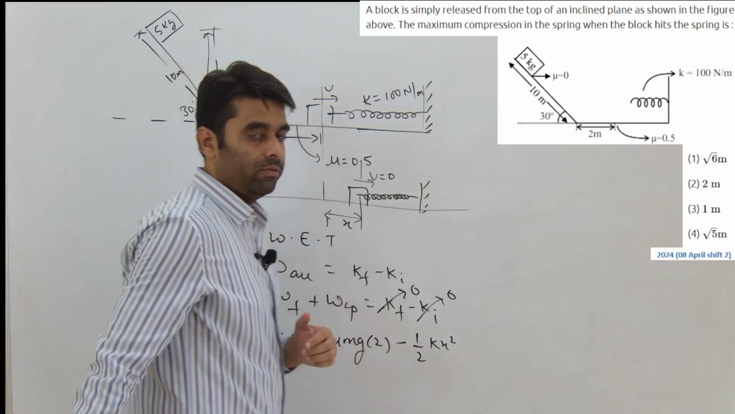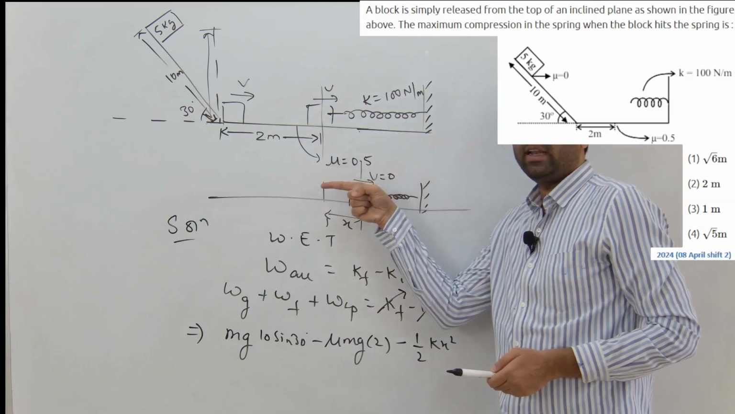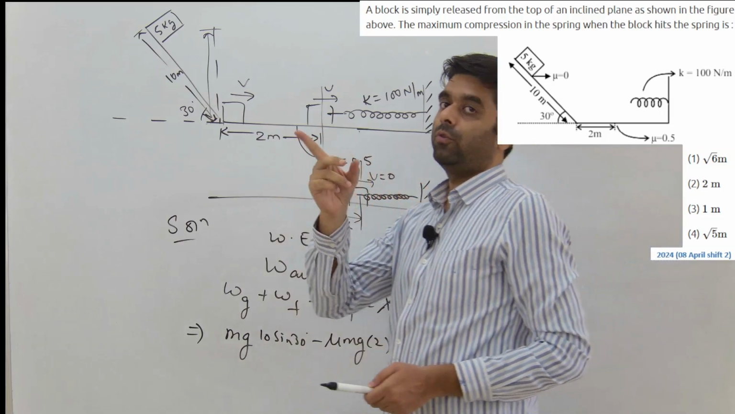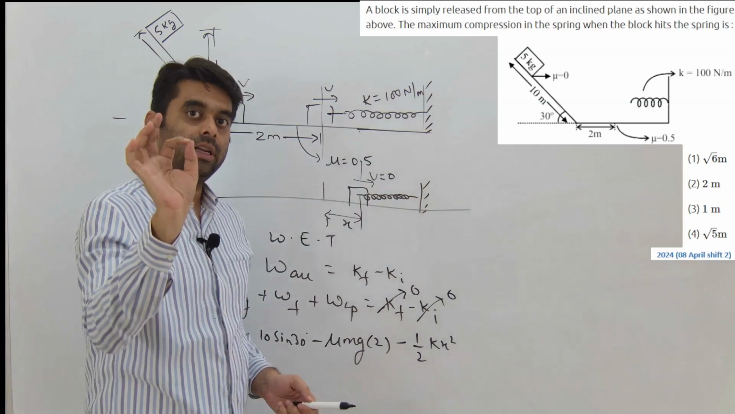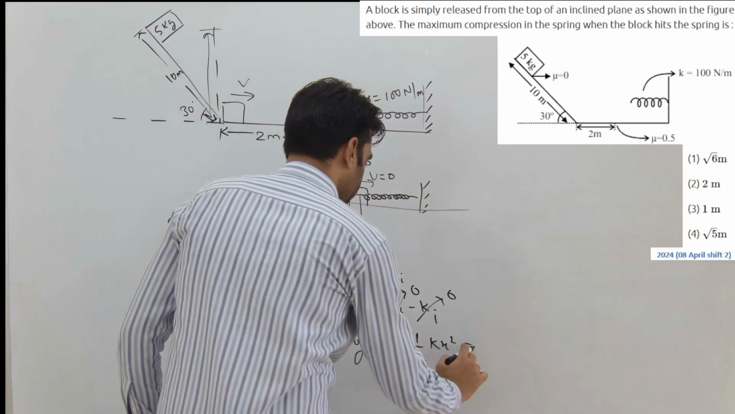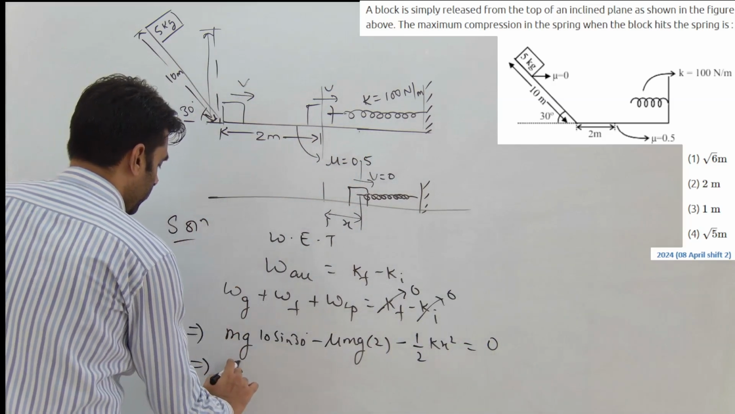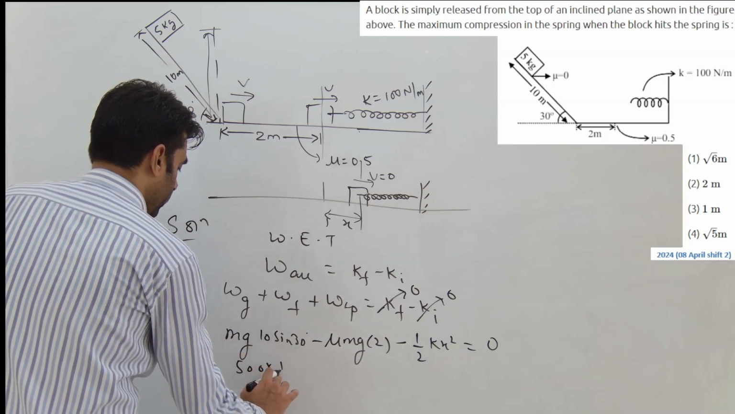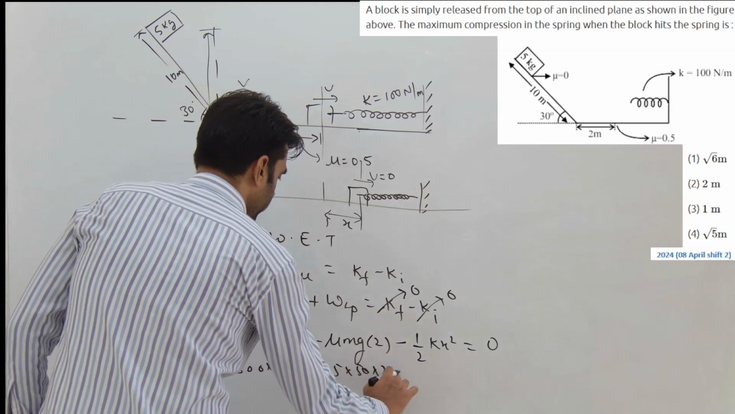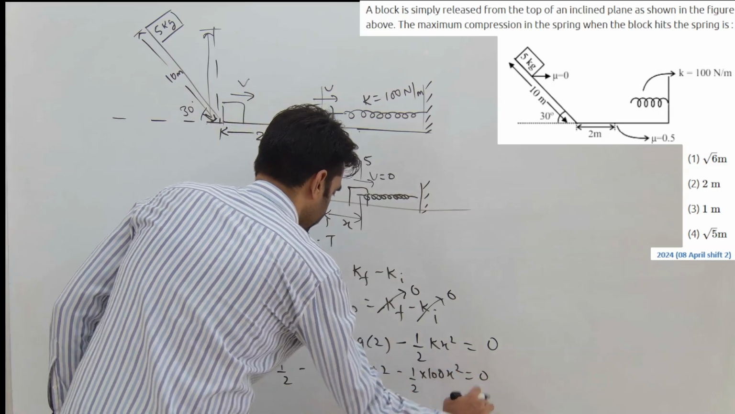If anyone has confusion regarding spring force work, the force of spring will be towards left, whereas the block is displacing towards right. That means force and displacement are in opposite directions, that is negative work. And work done by spring will be negative. This is all equal to 0. Let's substitute the values. mg, that is 500, into 1 by 2, minus 0.5 into 50 into 2, minus 1 by 2 into 100 into x square is equal to 0.